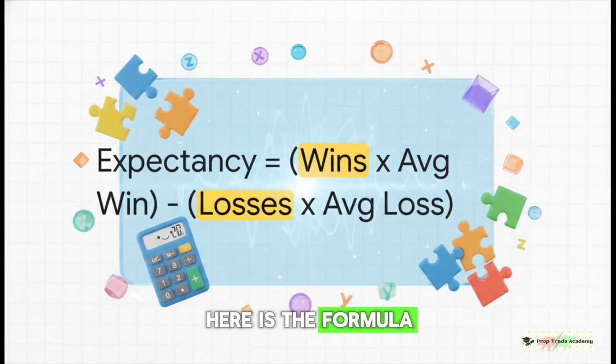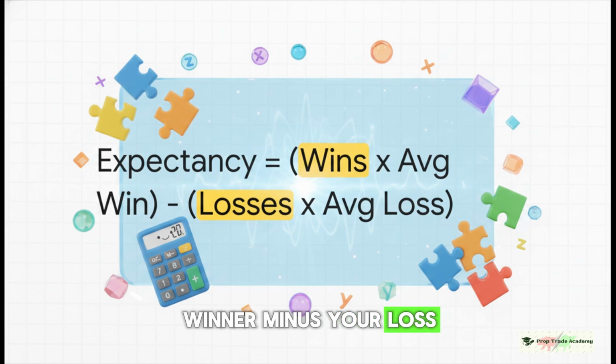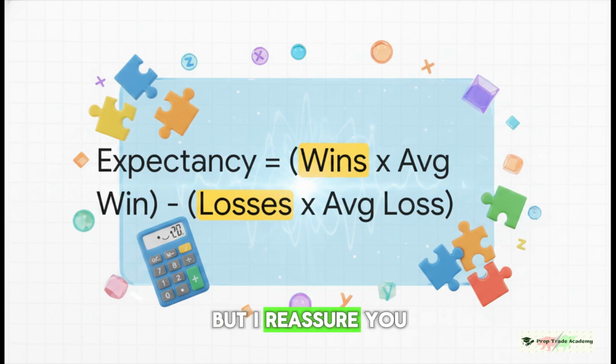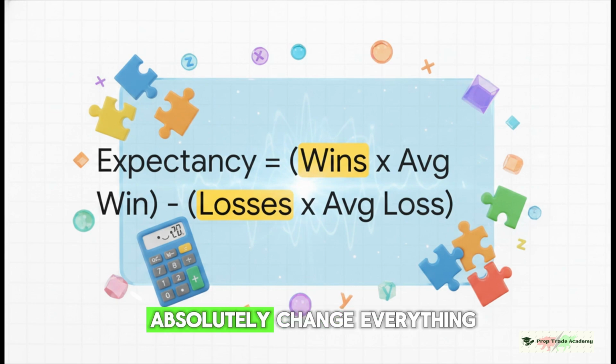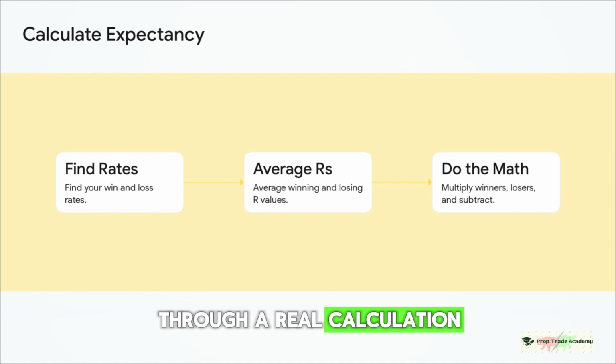Here is the formula. Expectancy equals your win rate times your average R winner minus your loss rate times your average R loser. Okay, I know reading formulas can feel a bit like high school algebra, but I reassure you, plugging your numbers into this is so much simpler than it looks, and doing so will absolutely change everything. Let's guide you step by step through a real calculation right now.